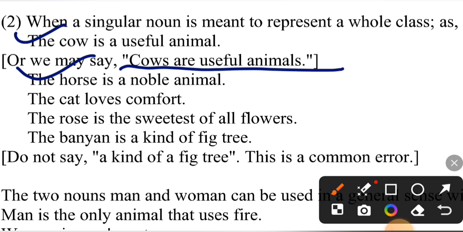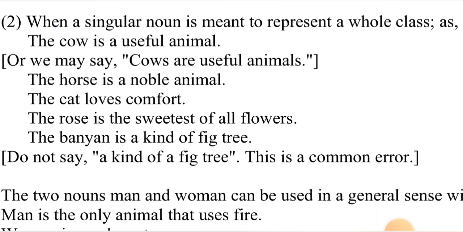The cat loves comfort. The rose is the sweetest of all flowers. The banyan is a kind of fig tree. So there are many examples that denote and mean to represent a whole class or whole species.